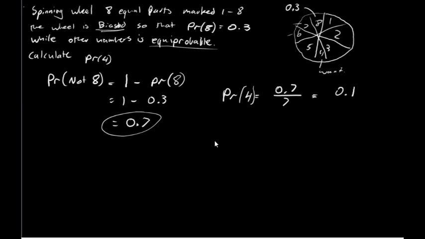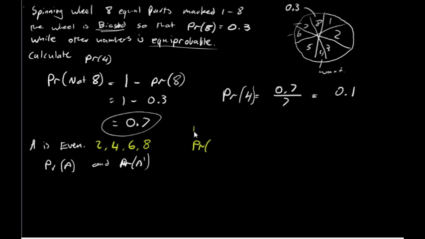Now, if A is the event that the number obtained is even, when I calculate the probability of A and not A, or A dash. So A is even, that means that we're looking at the numbers 2, 4, 6, or 8. So the probability of A is going to be the probability of getting a 2, plus the probability of getting a 4, plus the probability of 6, and the probability of an 8.